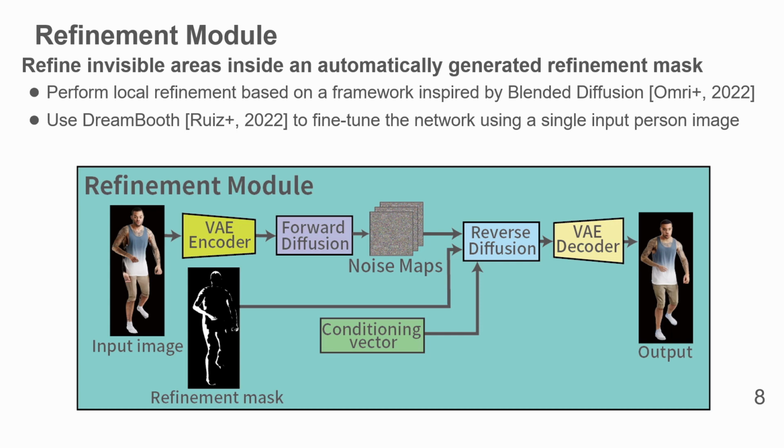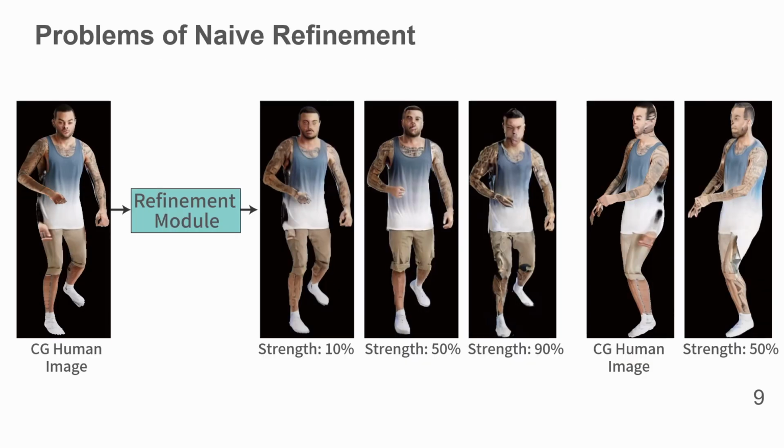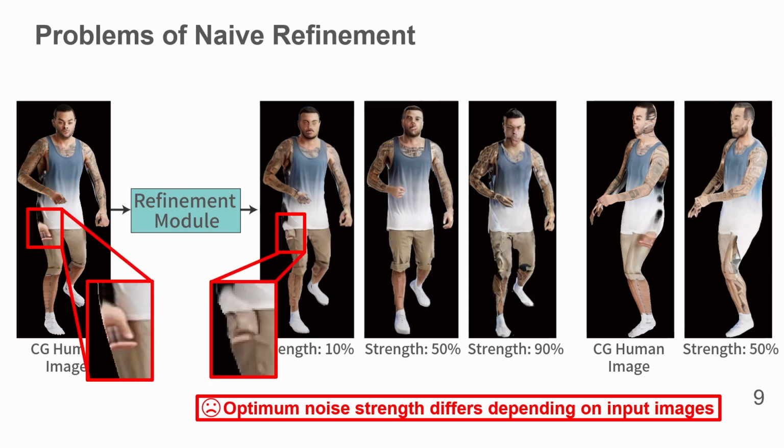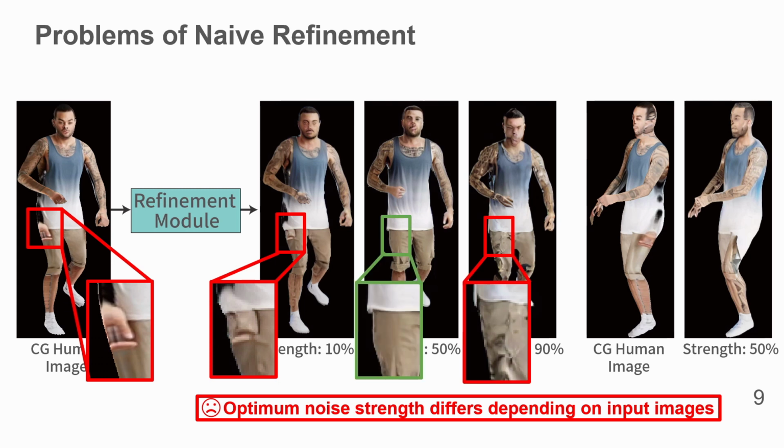In addition, we use DreamBooth to fine-tune the network using a single input person image. This facilitates preserving a person's identity faithfully. However, naively applying our refinement module to full body images causes some problems. First, optimum noise strength differs depending on input images. In this case, 10% noise cannot completely correct the hand textures burned into the pants. Meanwhile, 90% noise yields other unnatural artifacts, but 50% noise obtains good results.